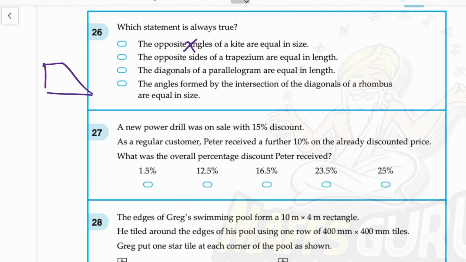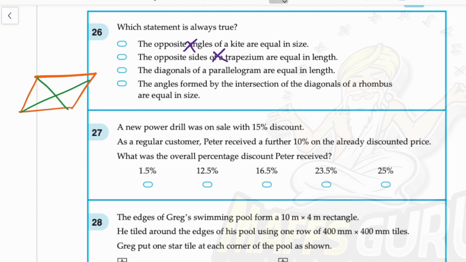Are they equal in size? The opposite sides of a trapezium are equal in length. That is also rubbish. What's the next one? The diagonals of a parallelogram are equal in length. So if I draw a parallelogram and I look at the diagonals, there are my diagonals. Are they equal in length?